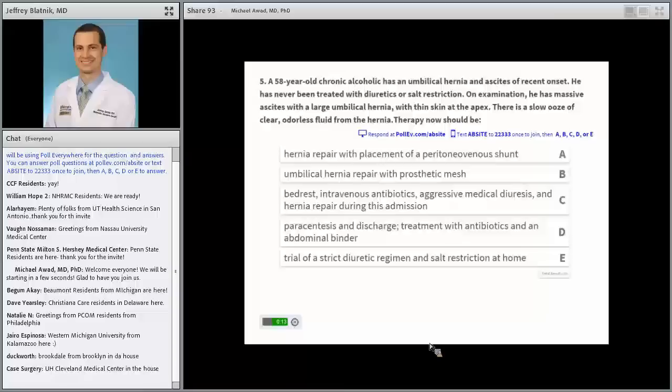So I think the key thing in this question is to take into account that there is a slow ooze of clear and odorless fluid from the hernia. It should really kind of guide your answer.